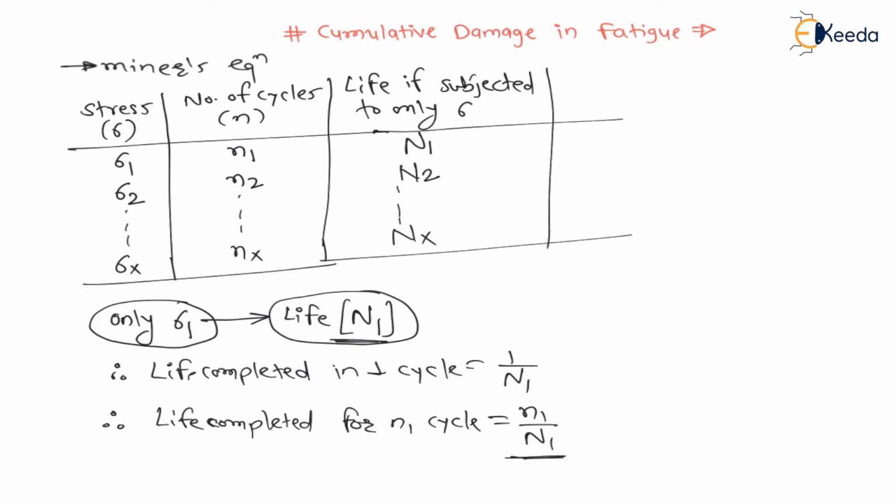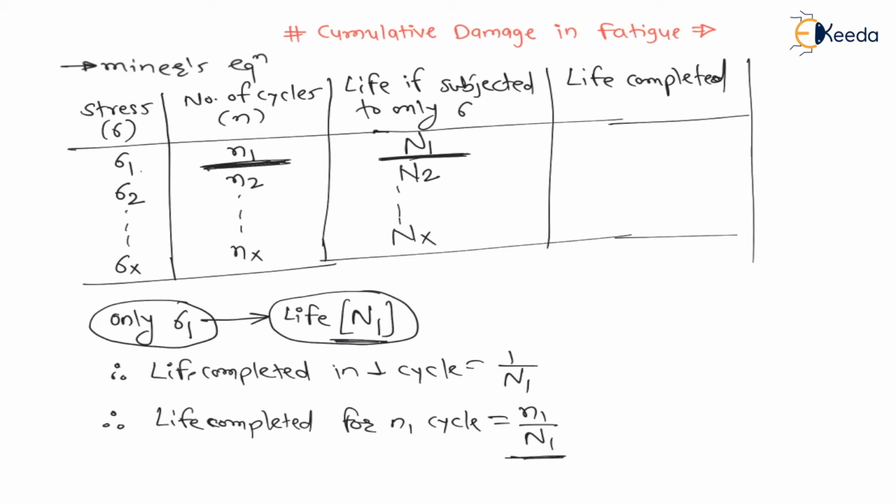Therefore, the life completed for a particular loading: sigma 1 is subjected for small n1 cycles, and if only subjected to sigma 1, then the life is capital N1. So the life completed for sigma 1 is small n1 divided by capital N1. The life completed for sigma 2 is small n2 divided by capital N2, and so on, small nx divided by capital Nx. And total life is 1.